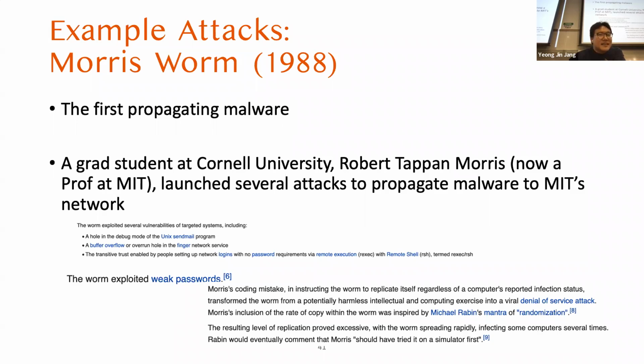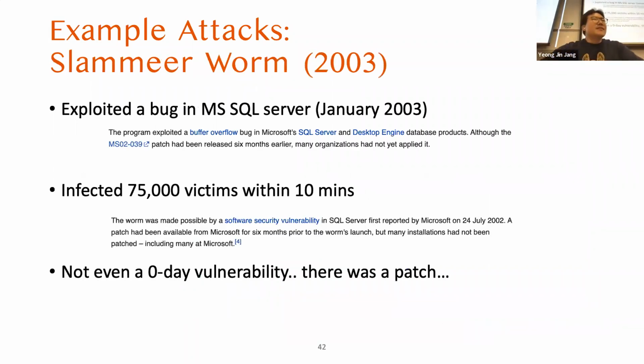And then the next remarkable one is in 2003. In 1988, not that many home computers were connected to the internet. But in 2003, it's a little different. That's the era of Windows XP and Pentium 4 and those kinds of things. And in January 2003, there was a bug in Microsoft's database server.